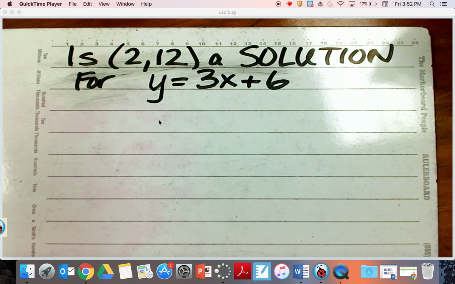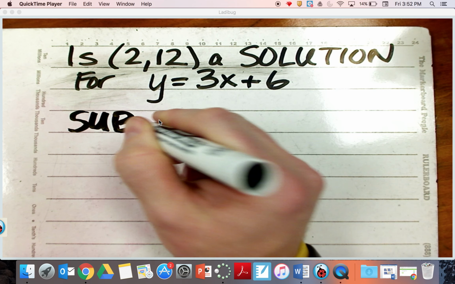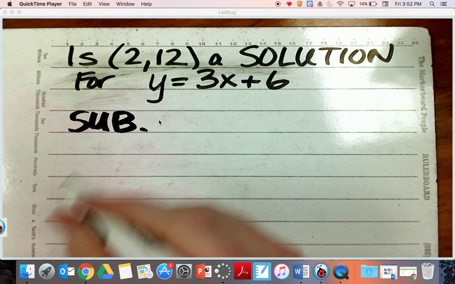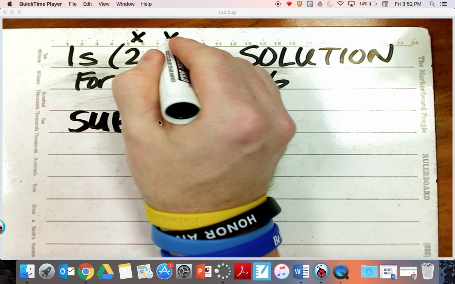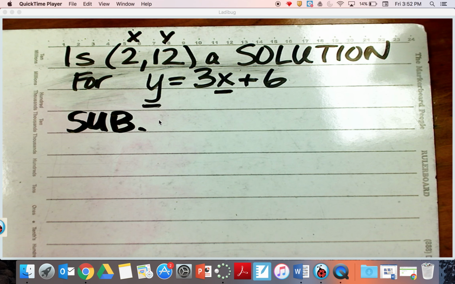So this is kind of a question you would have seen on your exit slip yesterday. It's asking you, is the point (2, 12) a solution? Is it on the graph y equals 3x plus 6? And I want to do that by using substitution. Okay, I'm going to sub in my x and my y values into the correct spots. And when I do that, I can see if this is a true statement or not. So let's see what happens. I want to see if this point is on the graph.